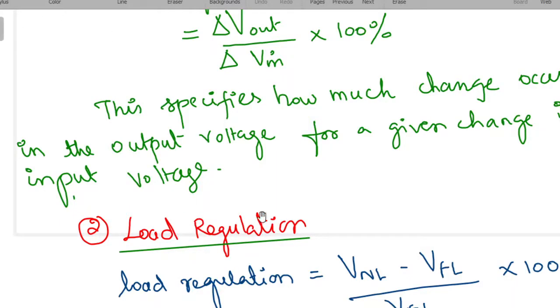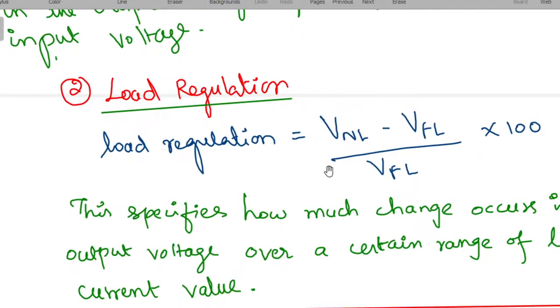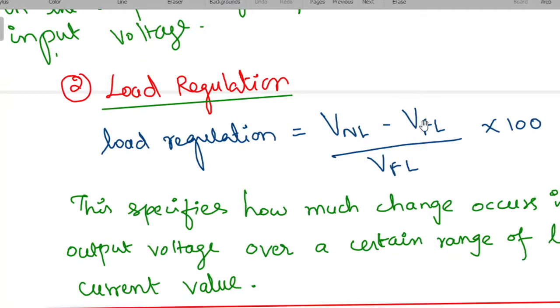So we deal with load regulation. Load regulation is the difference between the no load voltage and the full load voltage, divided by the full load voltage. So it is the ratio of the change from no load to full load, divided by full load, into 100.